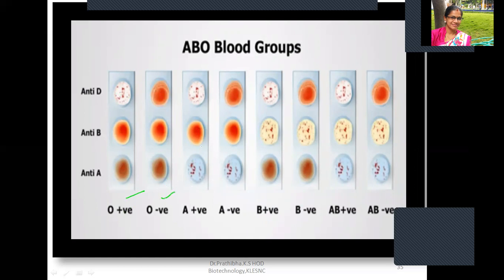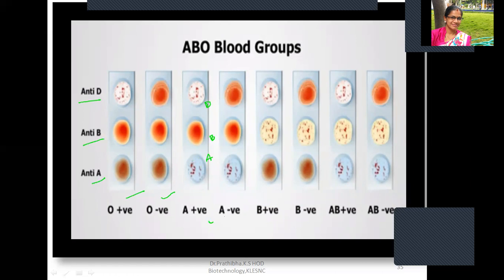And here in two circles, this is the A circle. Okay, this is A, and this is the B circle. And this is the D circle. The respective antisera is written here: anti-D antisera, anti-B antisera, anti-A antisera. According to the respective circle, we'll add them.